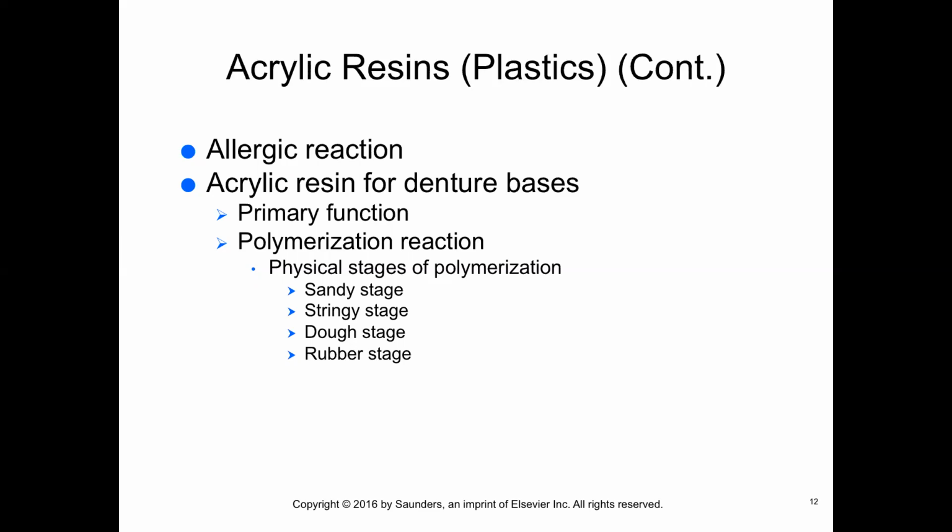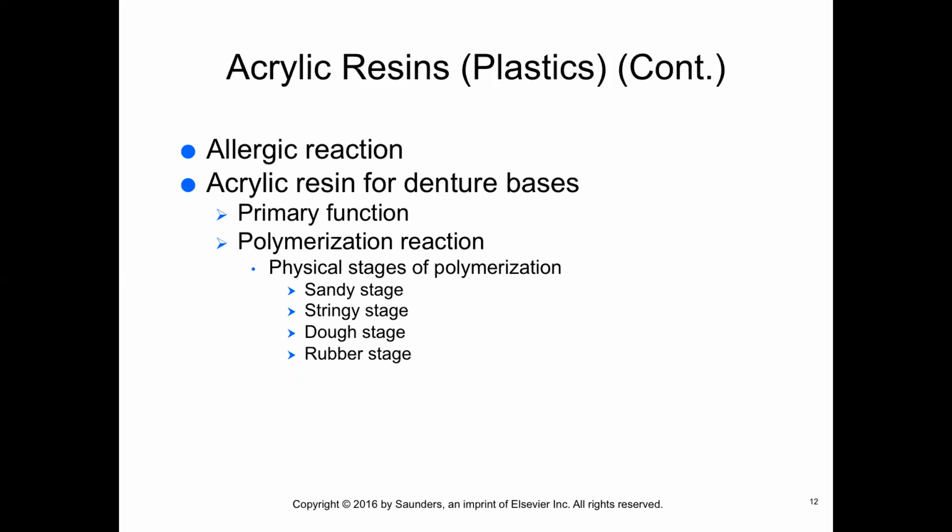The primary function of the acrylic resin denture base is to retain the artificial teeth in the prosthesis. It also serves to distribute forces of mastication over a wide area so as to reduce pressure on the ridges that might contribute to resorption of the underlying bone. Acrylic material can also replace missing intraoral tissue.